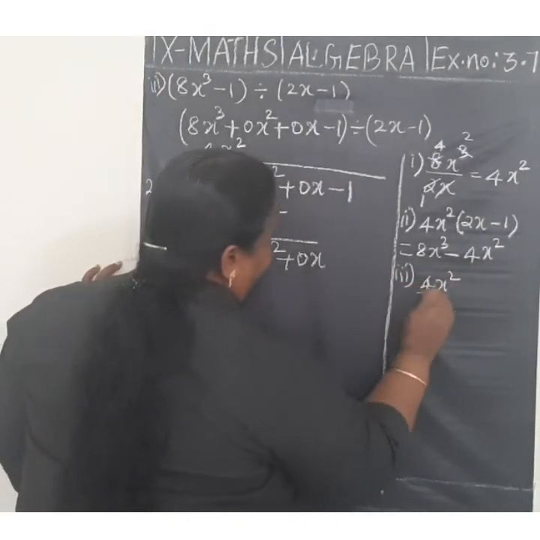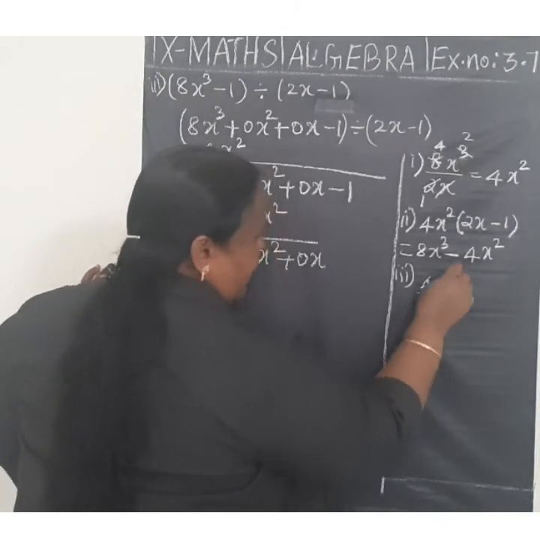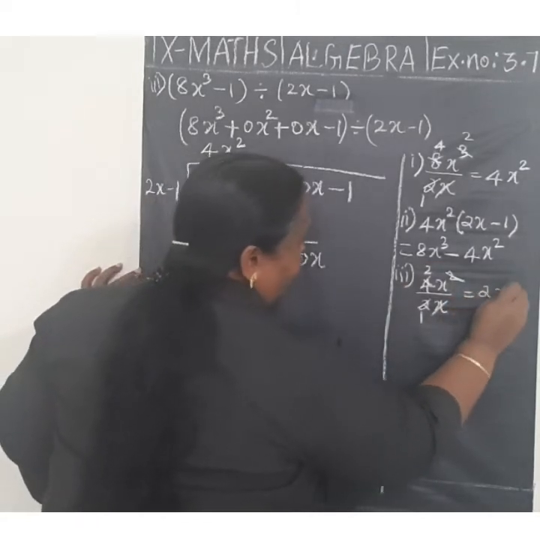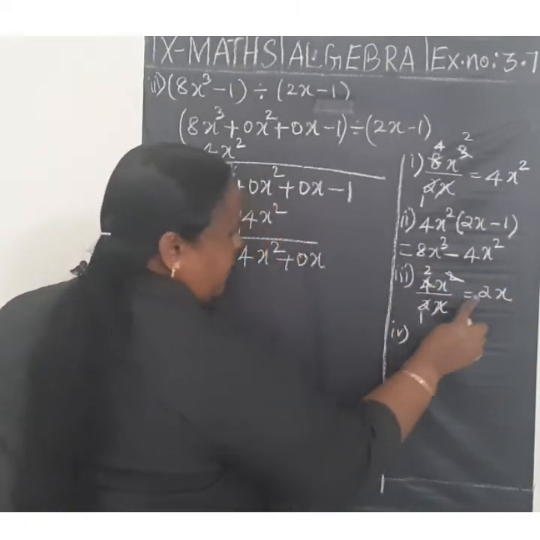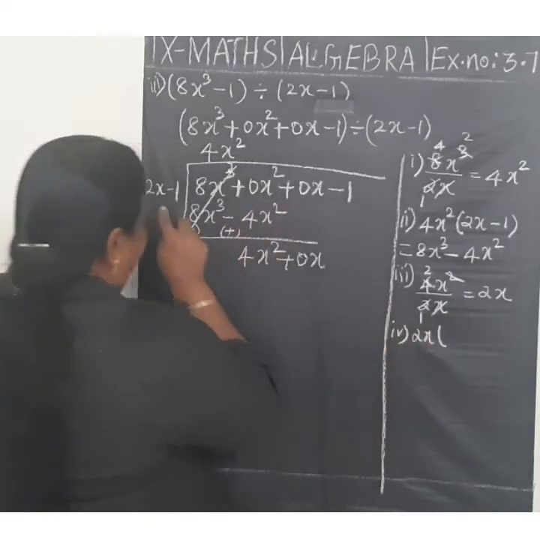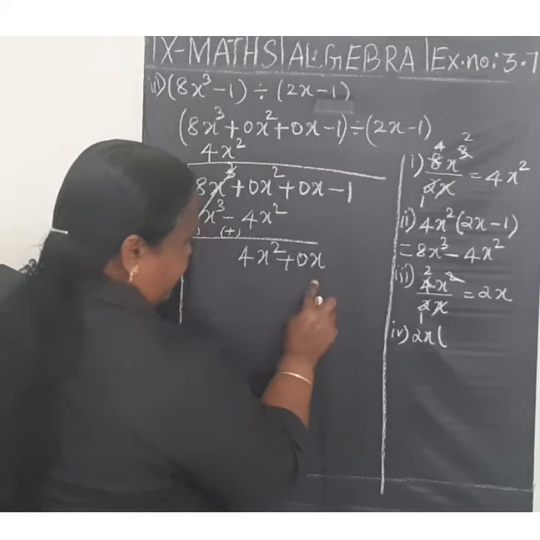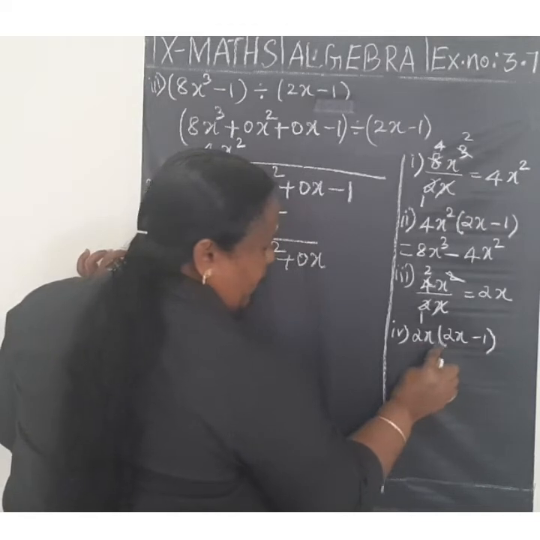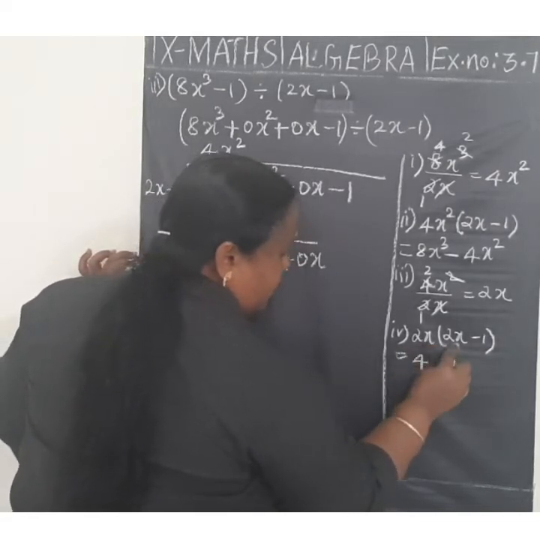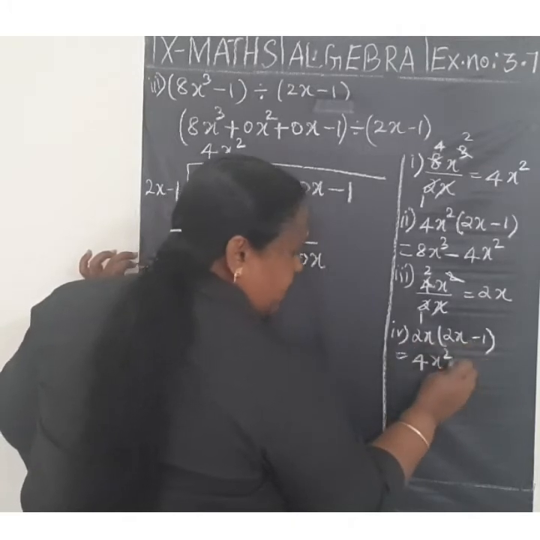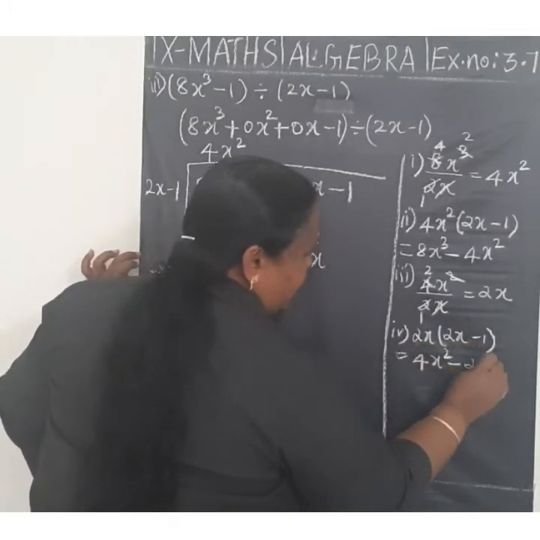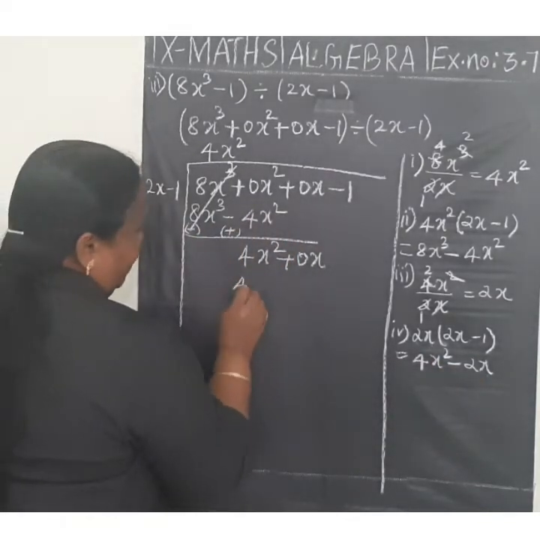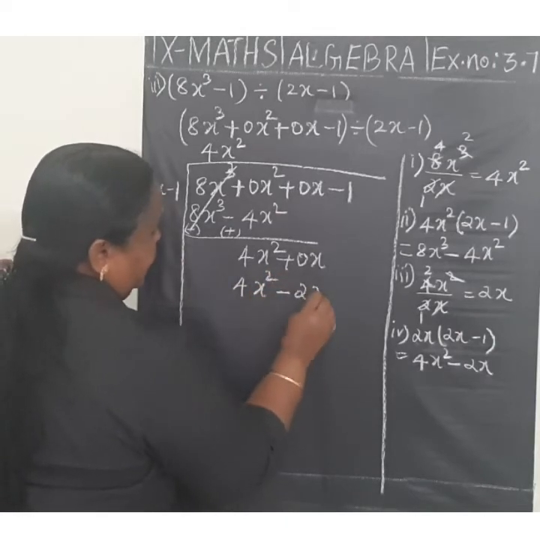4x square divided by 2x. So 1x and 1x will get cancelled. Here 1 2s are 2, 2 times. So what will we be getting here? 2x. Next step what we have to do means this 2x into the divisor we have to multiply it to get these terms. So 2x into 2x minus 1. So here when we are multiplying, 2 2s are 4, x into x is x square. Here plus into minus, 2x into 1, 2x. So 4x square minus 2x. So here 4x square minus 2x.